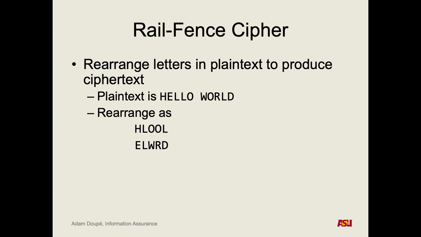And so we write H-E-L-L-O-W-O-R-L-D top to bottom, left to right, and we read it normally, so left to right, top to bottom. So the ciphertext then is H-L-O-O-L-E-L-W-R-L-D.